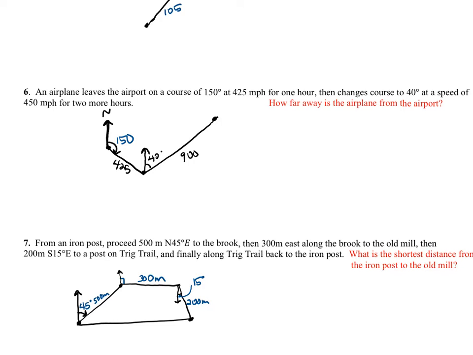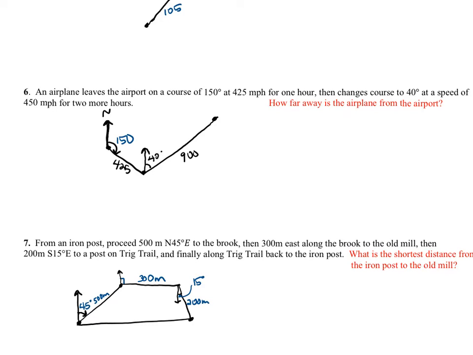Here are the hints for questions 6 and 7 on the 8.3 worksheet. Number 6. An airplane leaves the airport on a course of 150 degrees at 425 miles per hour for 1 hour. Then changes course to 40 degrees at a speed of 450 miles per hour for 2 more hours. How far is the airplane from the airport?